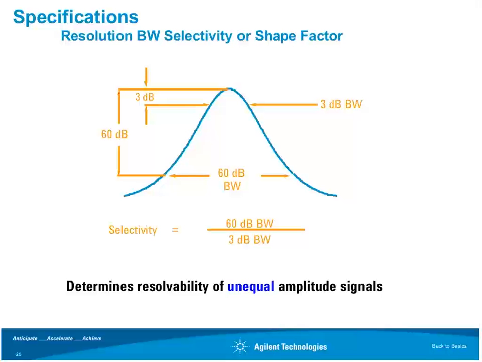Of course, it's not just the 3 dB bandwidth. We have to look at the overall shape of the filter altogether. A good way to measure that is what we call the selectivity of a filter, which is the ratio of the 60 dB bandwidth to the 3 dB bandwidth. This becomes important when we're looking at signals that are different amplitudes.